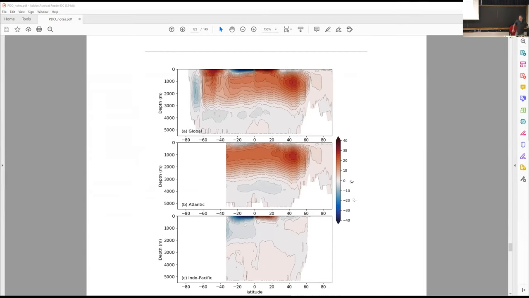If we look at the meridional overturning circulation from a numerical model, it looks something like this.